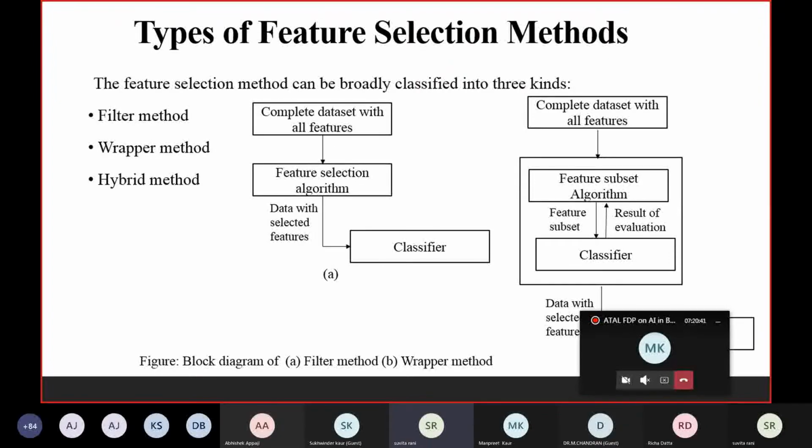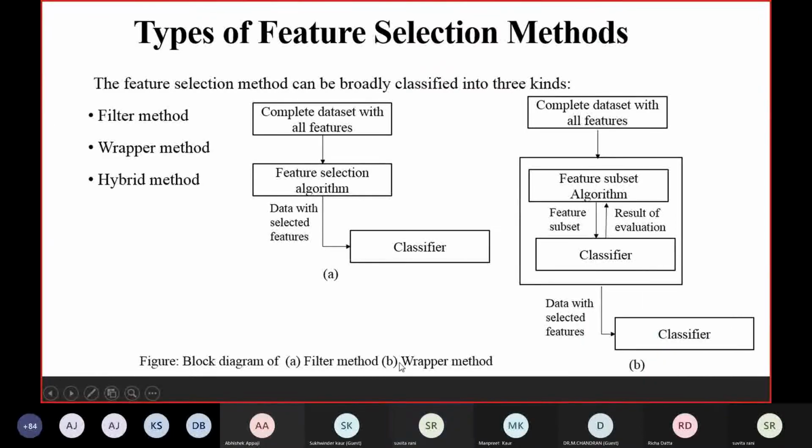There is a small feature subset algorithm. Here, for the feature subset, we use a meta-heuristic optimization algorithm. That algorithm selects some feature subset and feeds it to the classifier. Then the classifier gives the result and we evaluate it. If the result is satisfactory, then at last we give the selected features to the classifier.